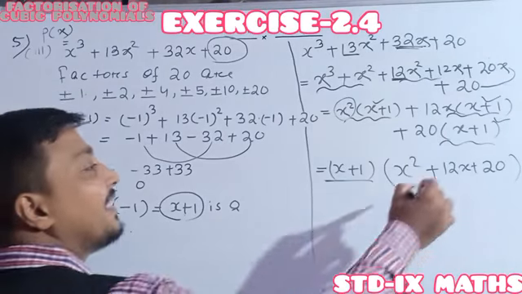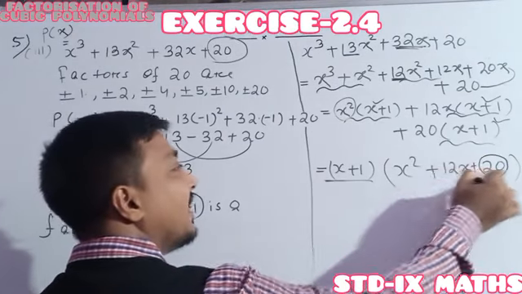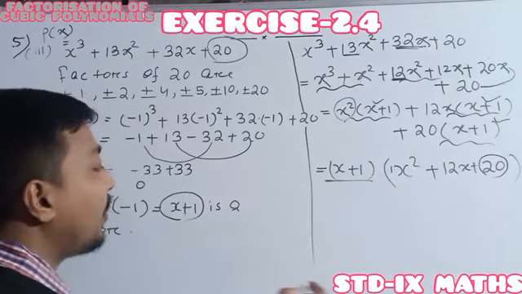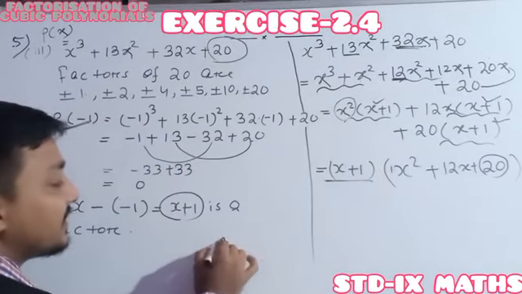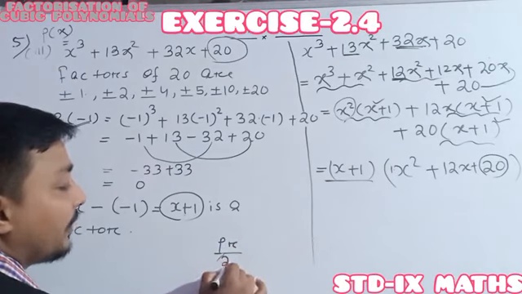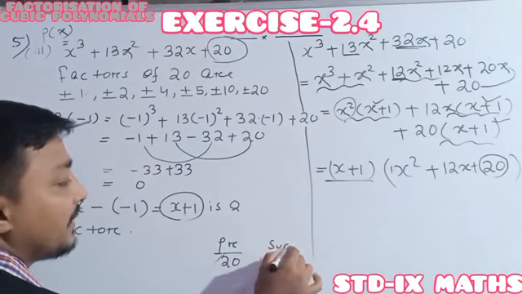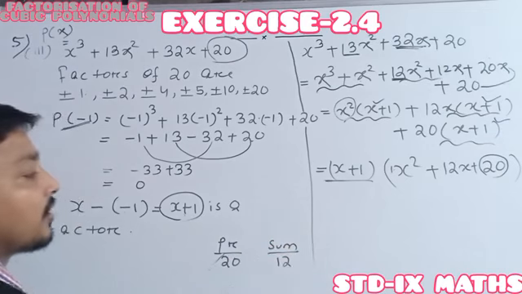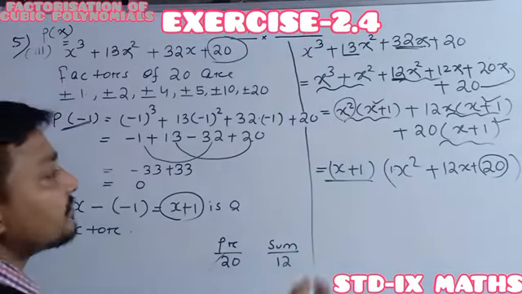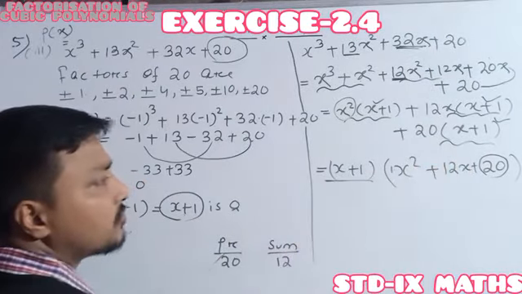Splitting method means here the constant term is 20, and the coefficient of the first term x square is 1. So the product should be 20 and the sum should be 12.